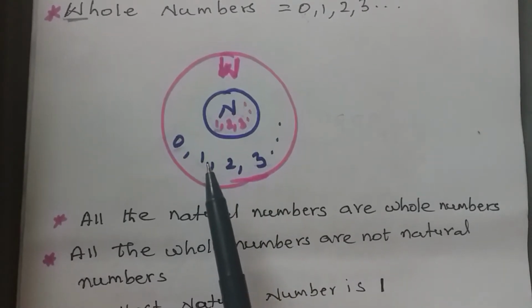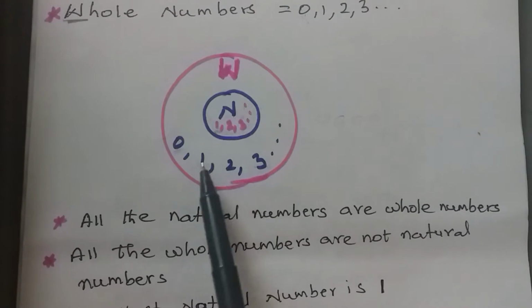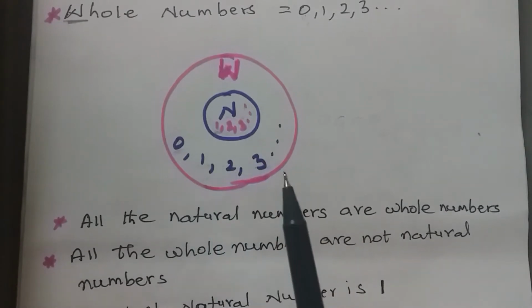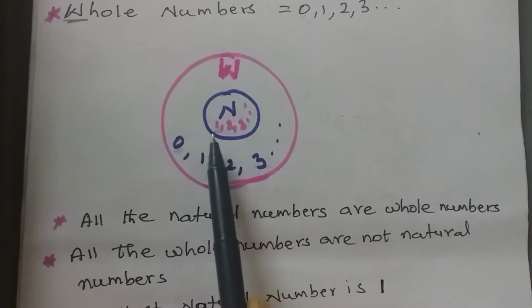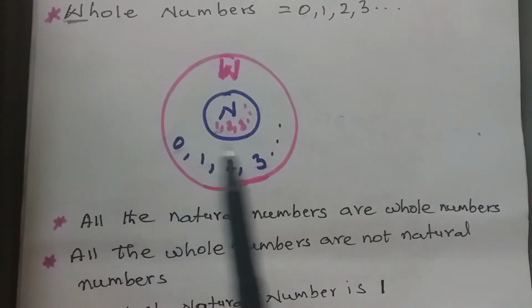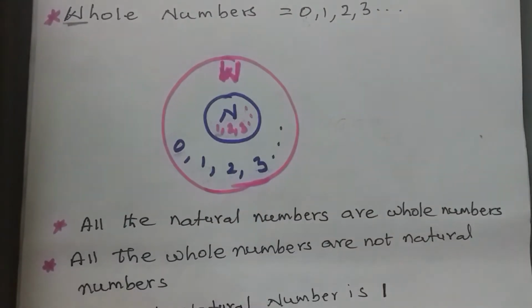When such a concept comes, you must write the natural numbers, write the whole numbers and compare them, and you must answer such questions. Okay. So the smallest natural number is 1, and the smallest whole number is 0. And which is the largest natural number or the largest whole number?